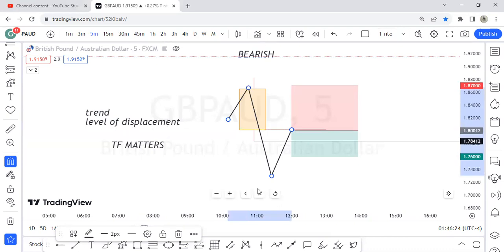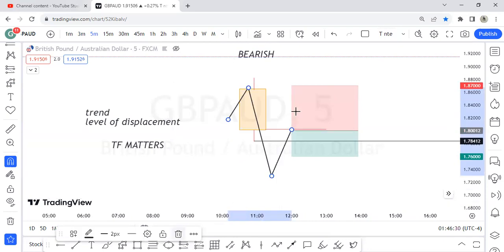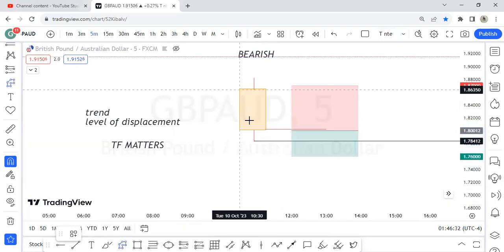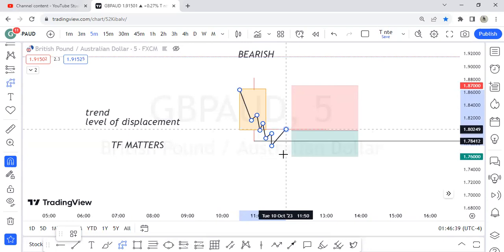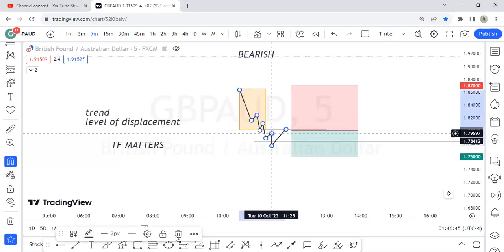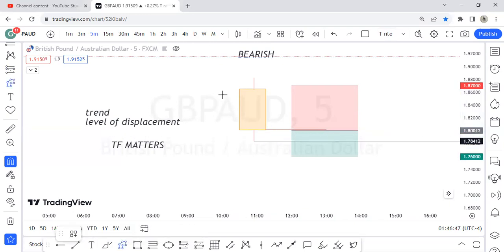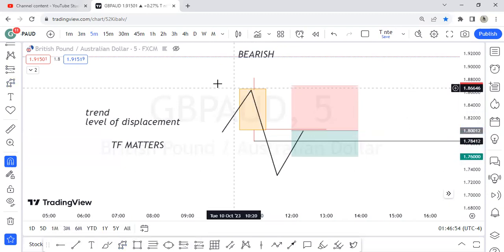You don't want to see the market giving some kind of staggering move, like this is what I mean, the market being so sluggish, just like this. Then you can't say this is a break of an order block. We don't want to see this kind of break. You want to see the market displace very clearly once it breaks your order block, like this, and then come back to that open price. That's what I refer to as displacement.